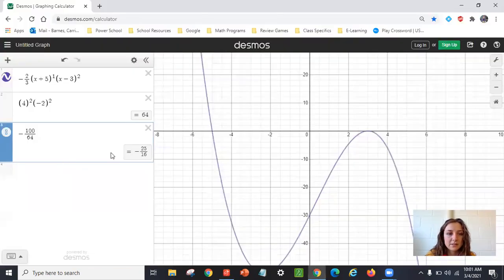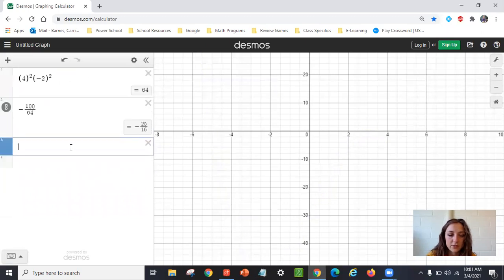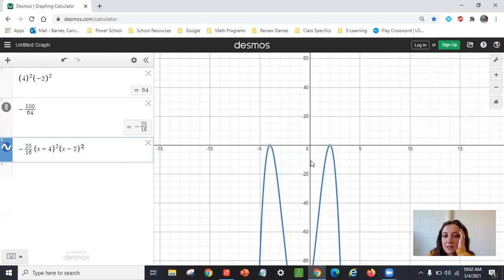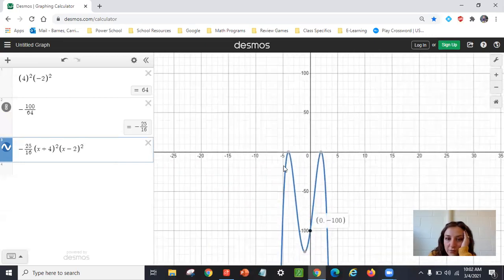All right, so we're going to type this in. Let's just delete our first one. We have negative 25 over 16 times x plus 4 squared times x minus 2 squared. All right, and you can see this does look like our function. It is going through negative 100. It's also bouncing at negative 4, and it is bouncing at 2.